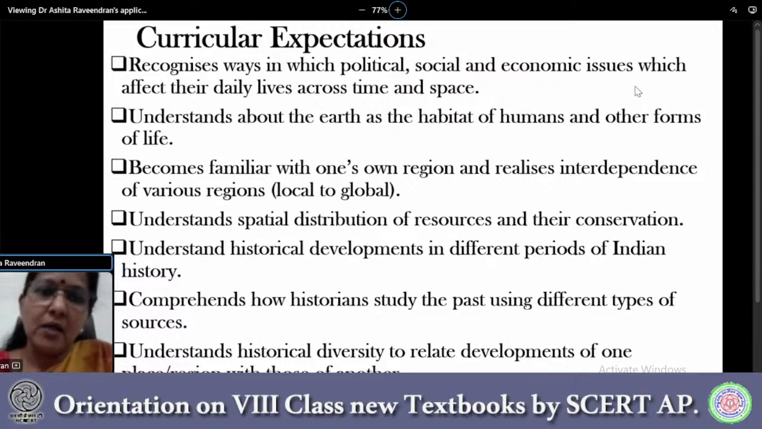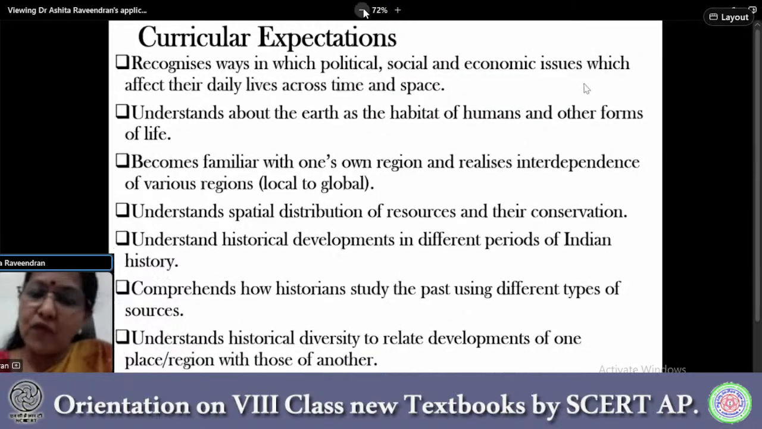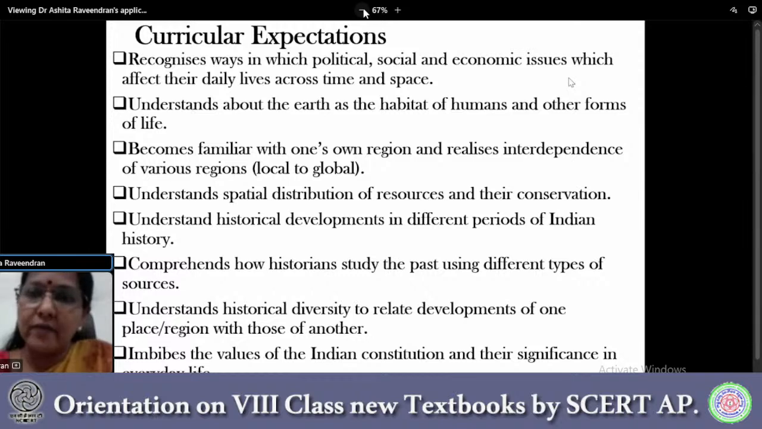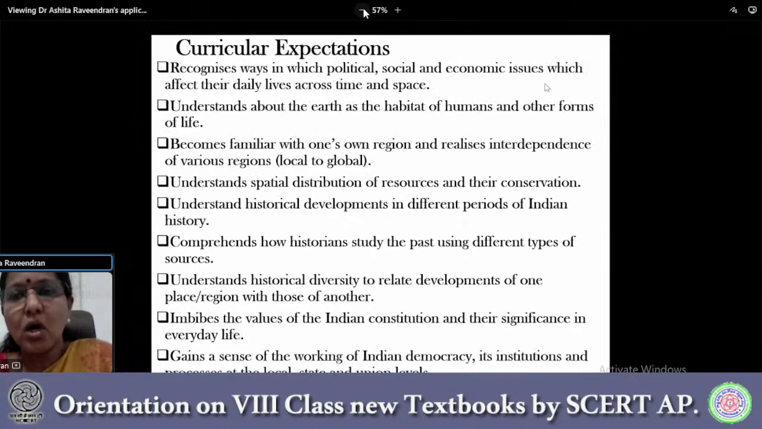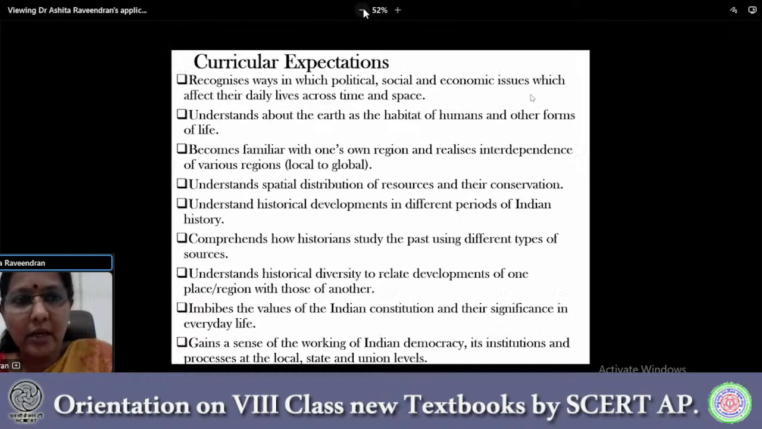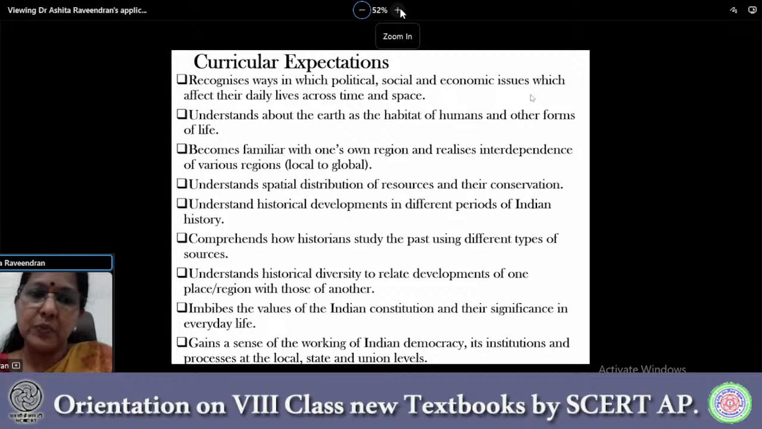Then it also helps in understanding the earth as a habitat of human beings and other forms of life. There are different forms of life on our earth, and it's not just human beings who are there. The earth is also composed of other forms of life, and we need to conserve these resources and live together. So that concept of living together is our curricular expectation.